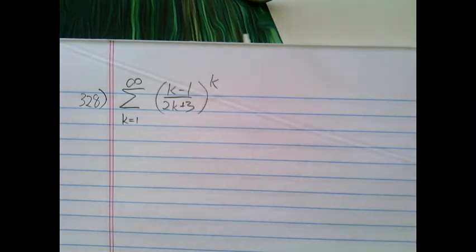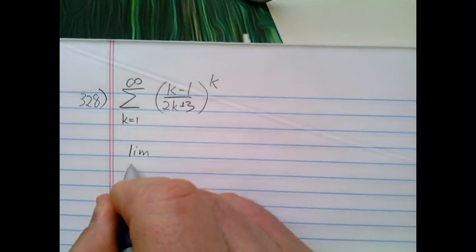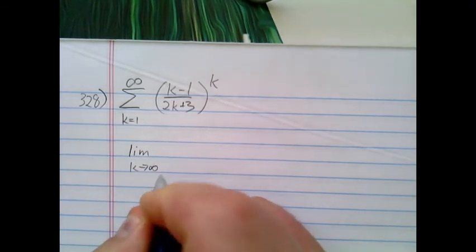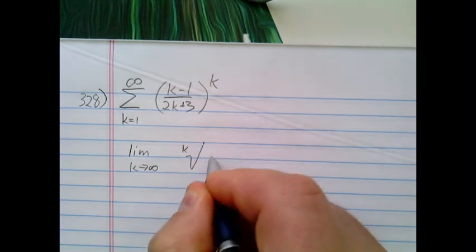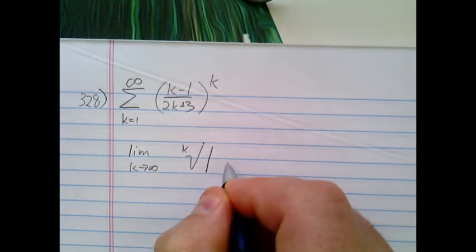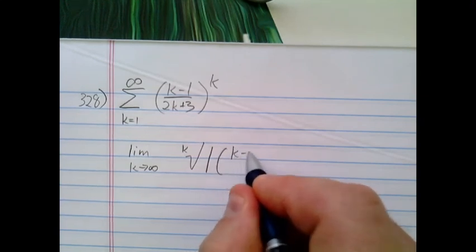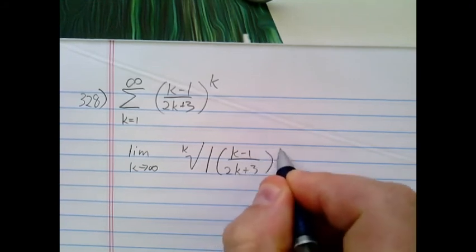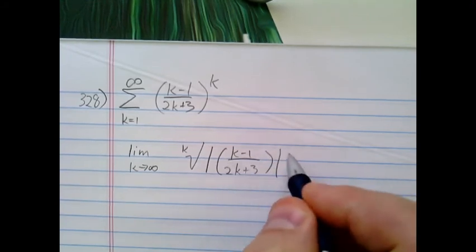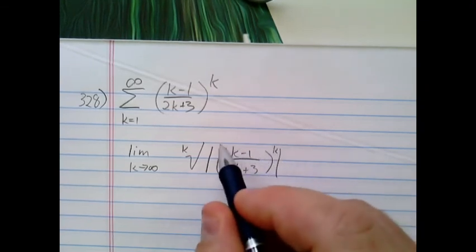In fact, if I use the root test, I can show that it's convergent. Here's how I use the root test. I take the limit, so it'll be k going to infinity, of the kth root, and inside that root I need to take the absolute value of the kth term. And that kth term is (k minus 1) over (2k plus 3), raised to the k.